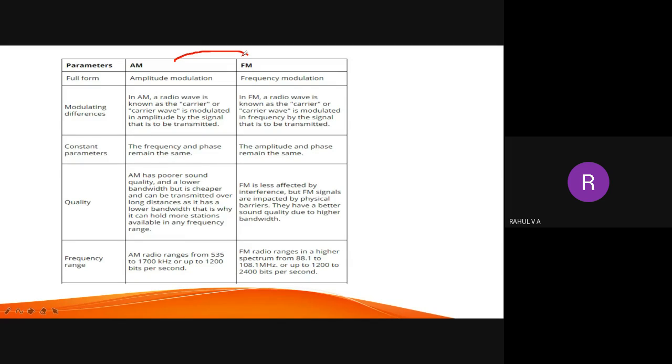Now we can compare what is the difference between amplitude modulation and frequency modulation. The first point is the full form, compared based on the expansion. That is, AM means amplitude modulation, FM means frequency modulation. So if in the question paper they ask to compare amplitude modulation and frequency modulation, the first point is absolutely of no use, so don't depend on that point. Otherwise, you study some four or 5 points extra.